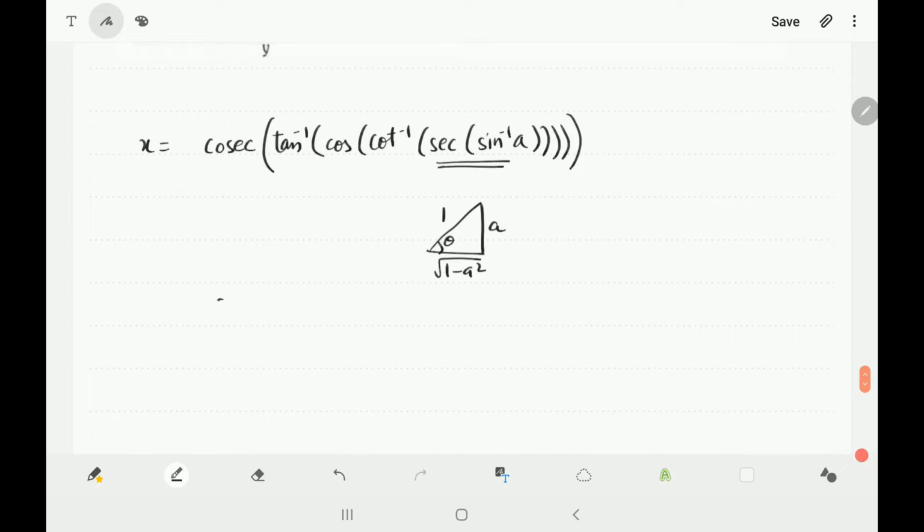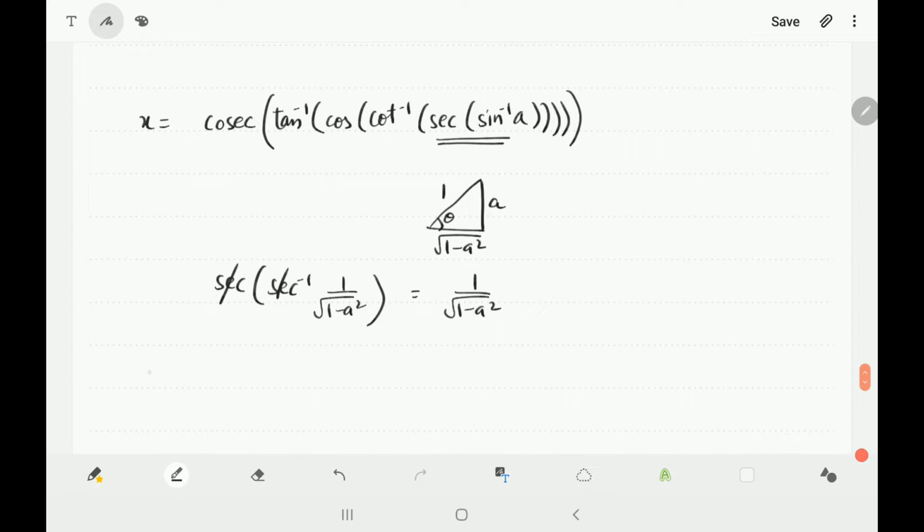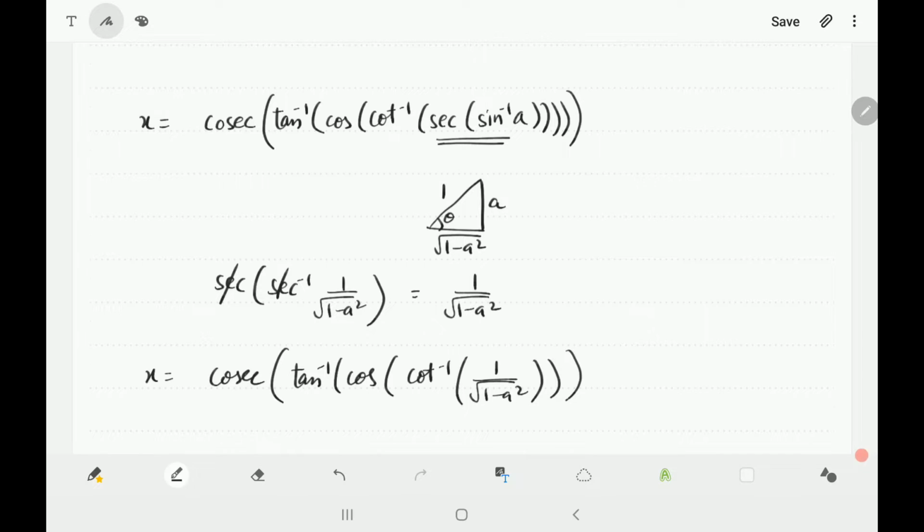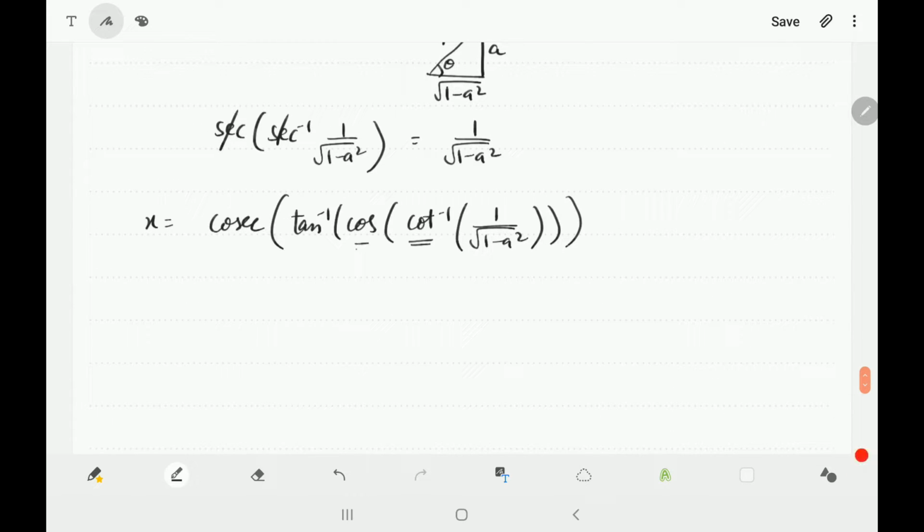So secant of sin inverse a can be written as secant of secant inverse 1 by under root of 1 minus a square. Okay, so this secant will cancel secant inverse, so we will be having under root of 1 minus 1 by a square. Now you will be left with x is equal to cosecant of, we have solved this term. Okay, tan inverse is there, still cos is there, then cot inverse of under root of 1 minus a square. Okay, now what we will be doing, we will be converting cot inverse into cos inverse. So cos will cancel cos inverse.